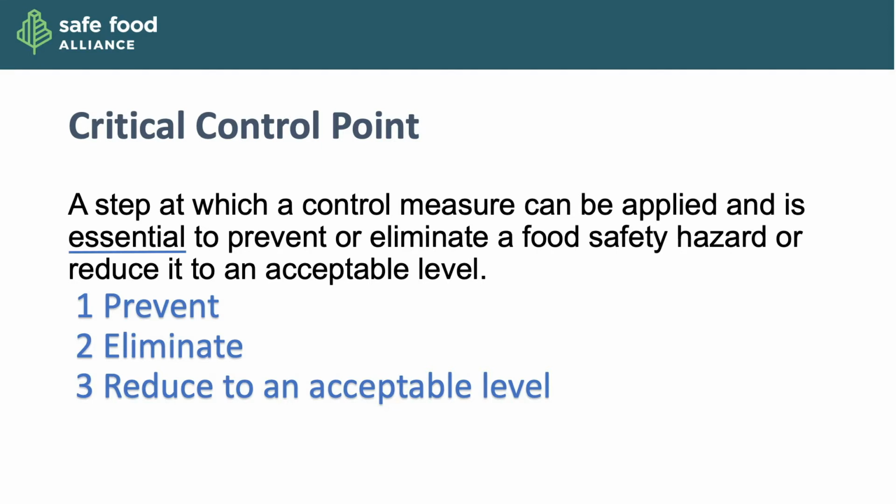It really makes sure that there's an elevated amount of attention given to focus on the prevention, elimination, and in most cases reduction to an acceptable level of those hazards that we've identified as significant. So we want to make sure that we are preventing the hazard. In some cases, if it can't be prevented or eliminated, we will have to reduce it to an acceptable level. Those are our three focuses, or goals, if you will, in terms of the outcome we want that critical control point to achieve.